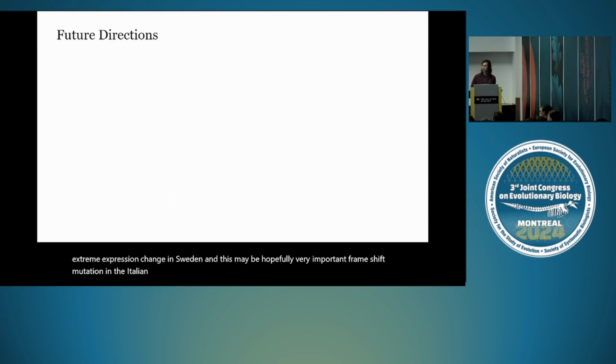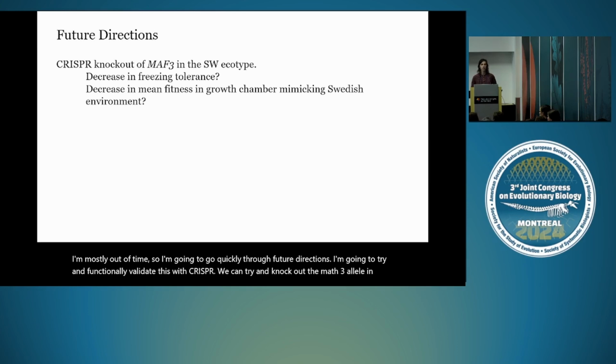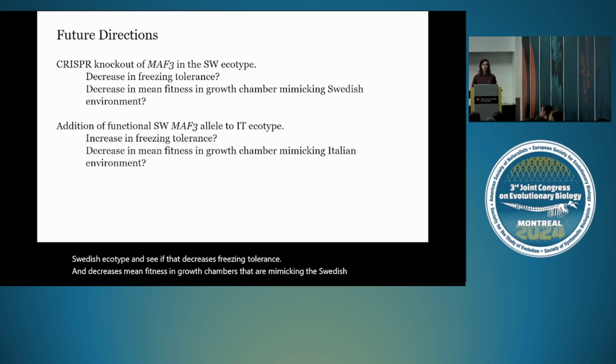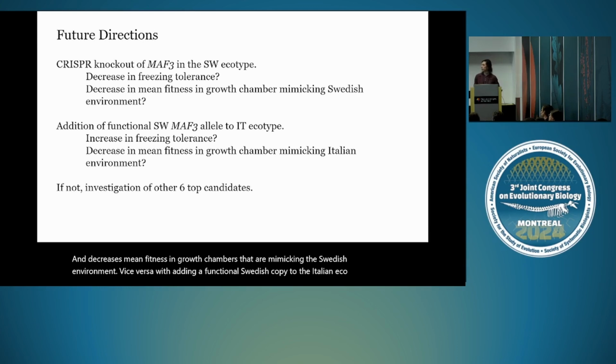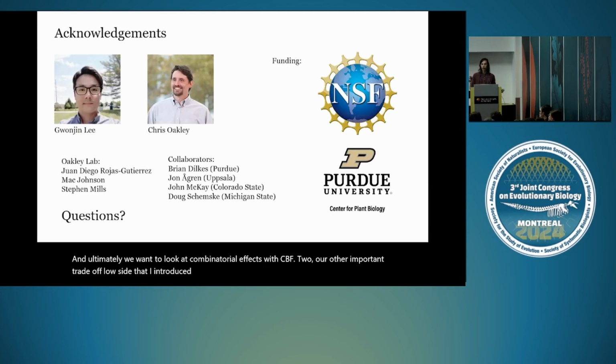I'm mostly out of time, so I'm going to go quickly through future directions. I'm going to try and functionally validate this with CRISPR. We can try and knock out the MAF3 allele in the Swedish ecotype and see if that decreases freezing tolerance and decreases mean fitness in growth chambers that are mimicking the Swedish environment. Vice versa, with adding a functional Swedish copy to the Italian ecotype. If those things don't pan out, we've got our 6 other candidates that we can keep looking at. And ultimately, we want to look at combinatorial effects with CBF2, our other important trade-off loci that I introduced earlier.